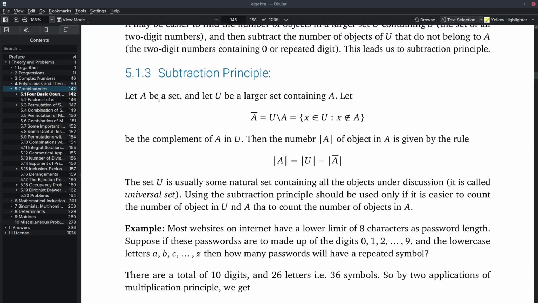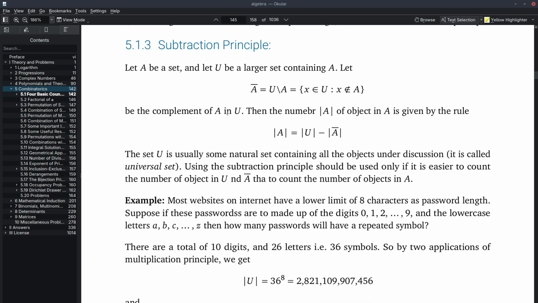So let A be a set and U be a larger set containing A. Then A bar is written as U backslash A, meaning it is subtracted from set U. So x is in set U and x is not an element in set A. That is the meaning of this: x is in the universal set but not in the set A.